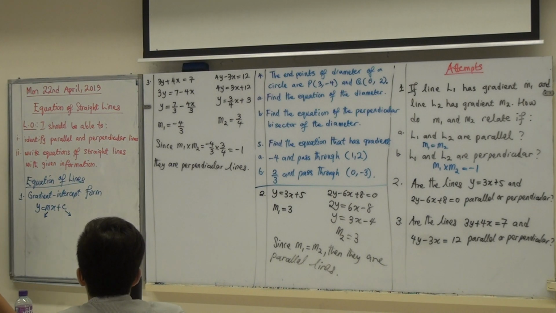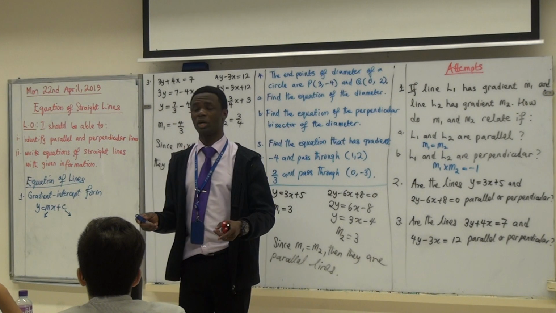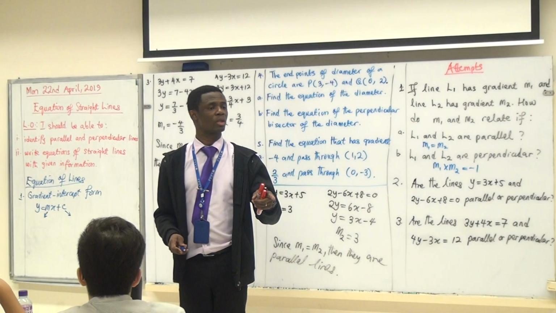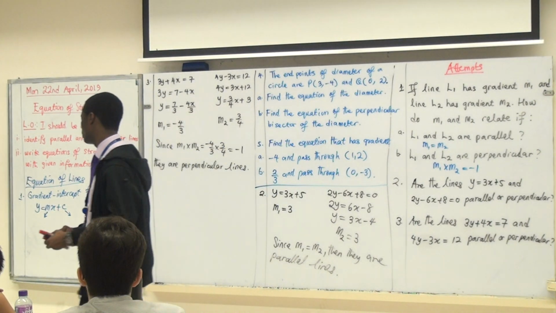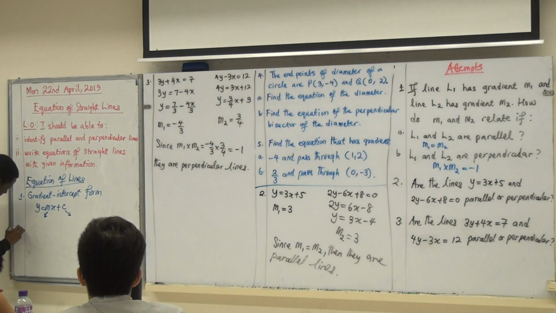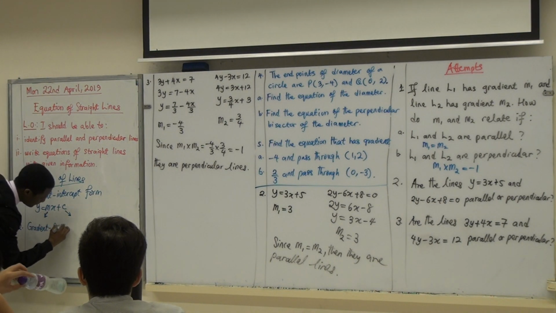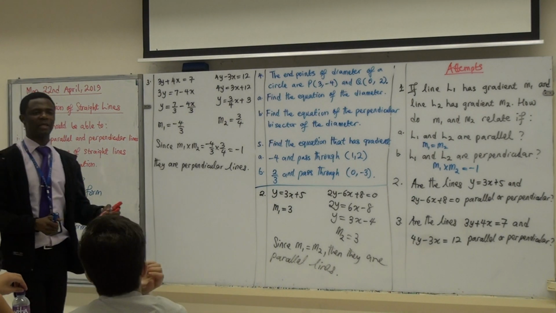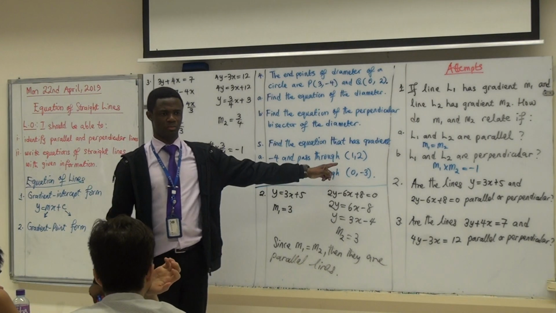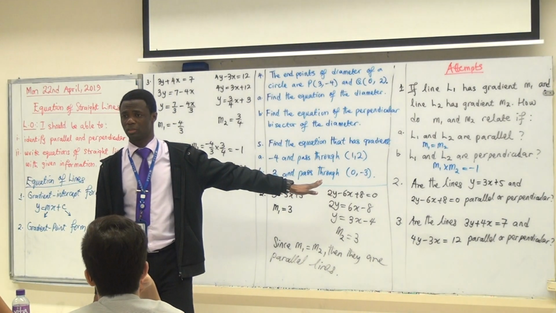Which other way do you know? It can be given a point as well. We call it gradient point form. Another way is gradient point form. So the gradient point form means you'll be given the gradient and a point that the line passes through. We'll solve examples now, okay?